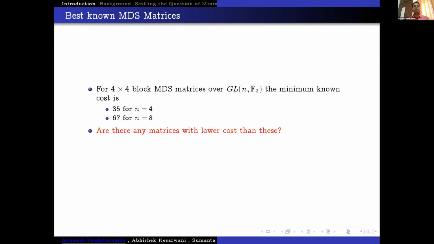The most popular choice for designing diffusion layers is 4x4 block MDS matrices, where the entries come from GL(n, F2). The least cost of a known matrix in the case of n equal to 4 is 35, and it is 67 in the case of n equal to 8. The main question here is whether we can get better matrices. It is still an open problem. What we do in this work is establish that this is the best that we can achieve if you consider the new metric SWXR.